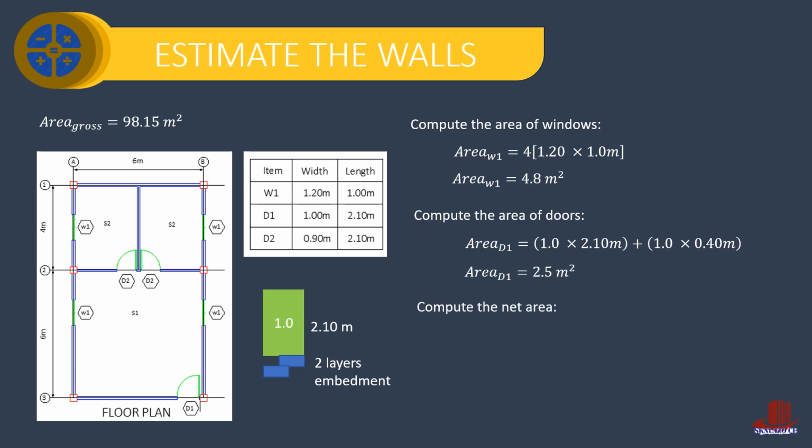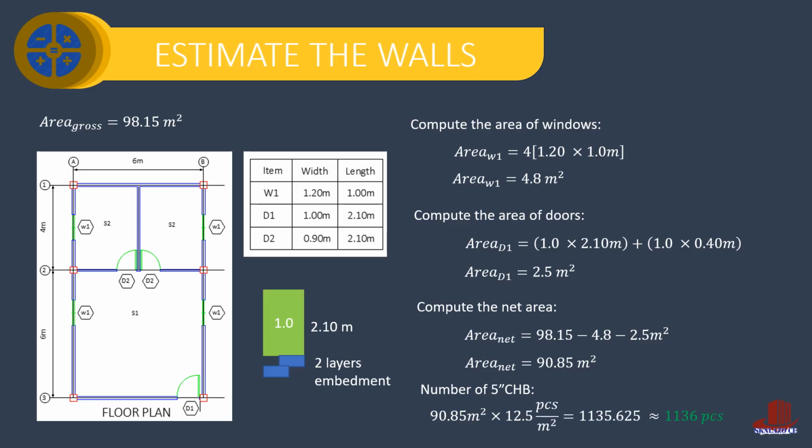Now, we take these areas out from the gross wall area we have computed earlier. That is 98.15 less 4.8 from the windows and 2.5 from the door. The net area is then 90.85 square meters. We can then compute for the number of masonry units by multiplying 12.5 to the area, giving 1,135.625, taken as 1,136 pieces of 5 inches CHB.